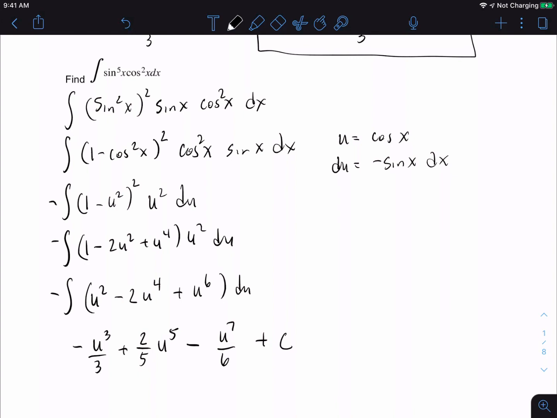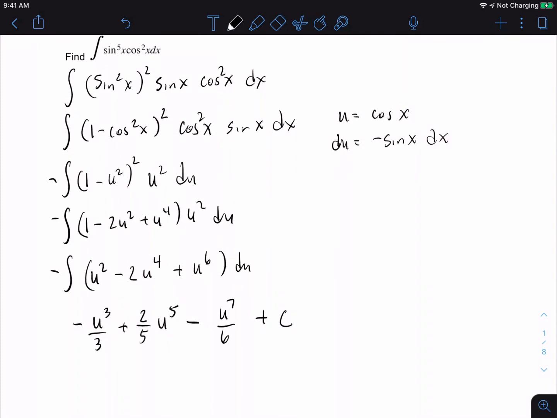People often get these problems wrong because they stop here. Remember that you must bring it back to the u that you originally had. So in this case, our u is cosine, so we're going to get a minus cosine cubed x over 3 plus 2/5 cosine to the 5th x minus cosine to the 7th x over 7 plus some constant c.